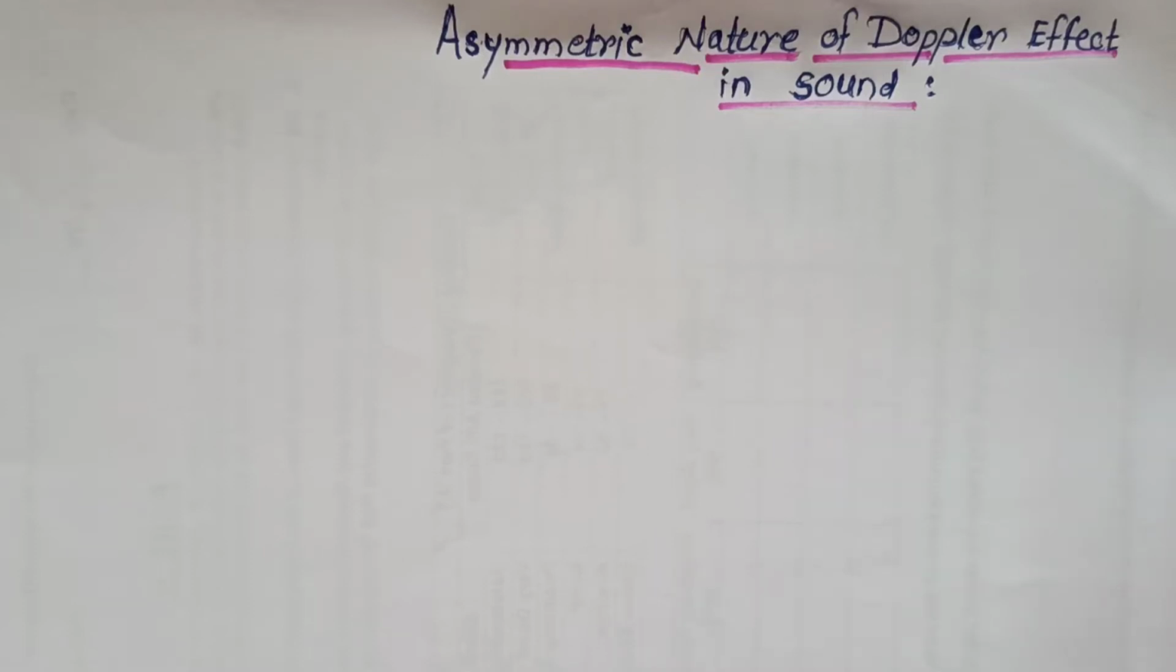Asymmetric nature of Doppler effect in sound. To show the asymmetric nature of Doppler effect in sound, we will consider two cases. Case first, source is moving towards a stationary listener with velocity u, and another case, listener is moving towards the stationary source with velocity u. Consider case first.